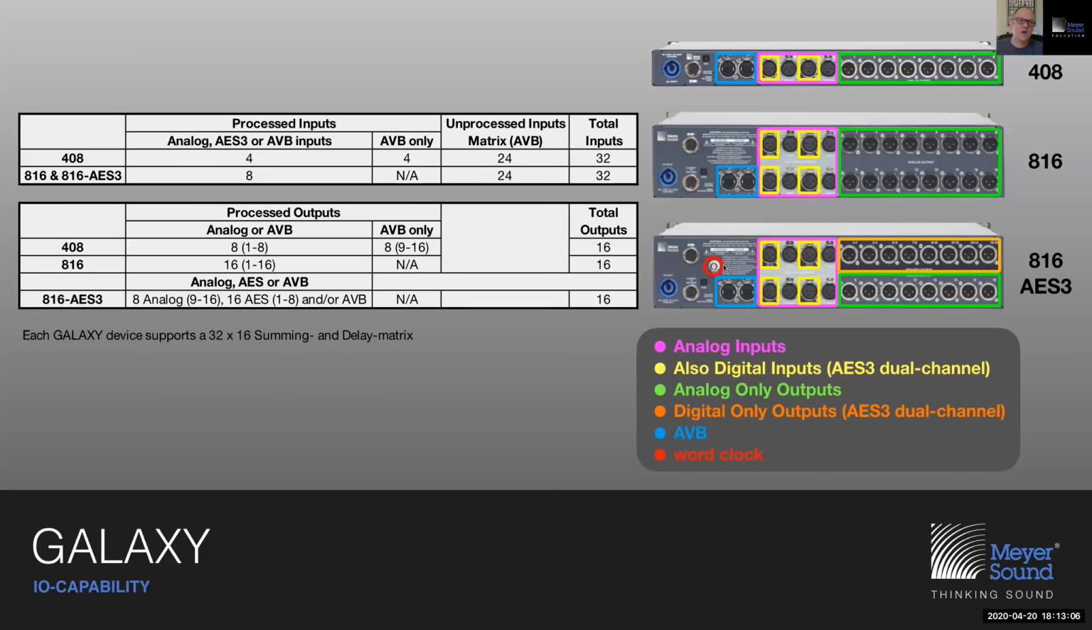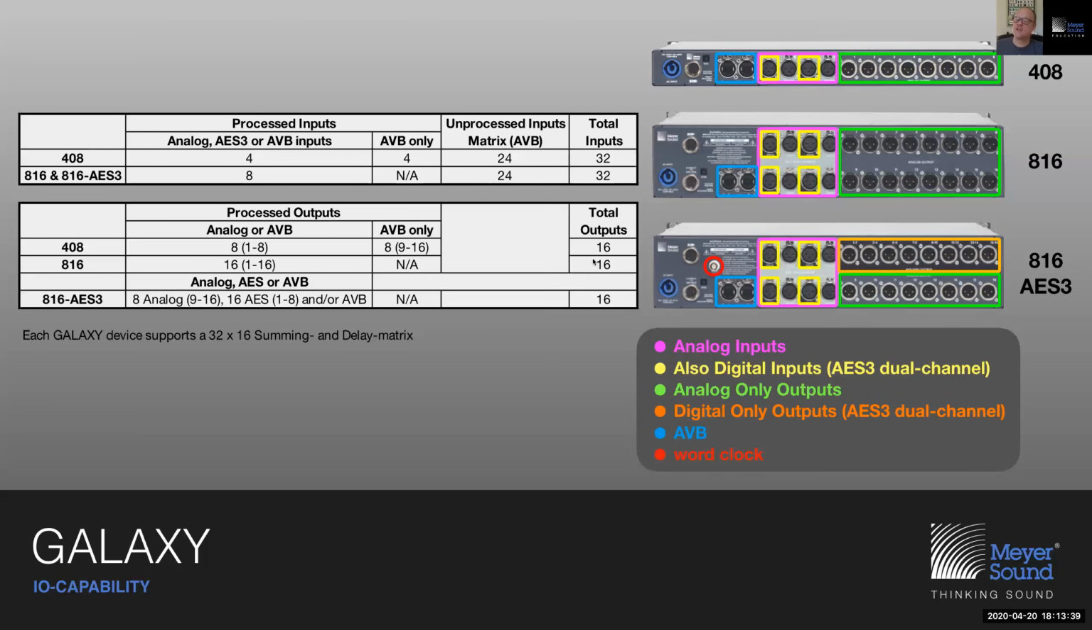That being said, regardless of the number of processed inputs, all models allow you to feed an additional 24 inputs directly into the matrix via AVB. And that means that independent of your model, you will have at all times 32 total inputs. 24 of those are AVB inputs directly fed to the matrix, and the remaining 8 inputs are a combination of either analog, digital, or additional AVB inputs.